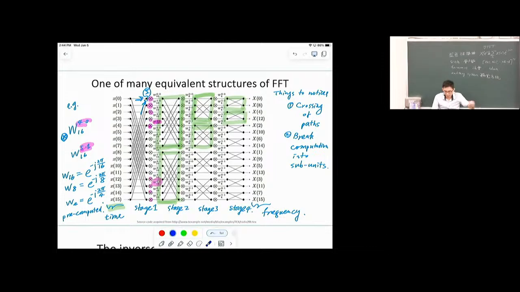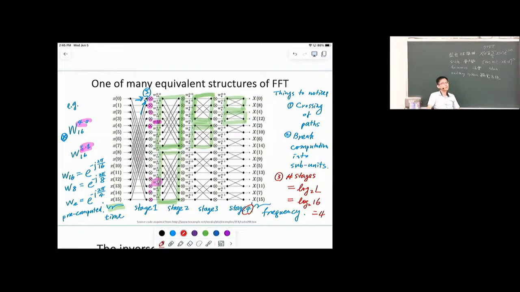In this structure, we have 4 stages. And why 4? 4 is log 2 of 16. So the third observation is that the number of stages equals log 2 of L, and in this case log 2 of 16 equals 4. We have in total 4 stages. After 4 stages, we have simplified our task into 8 units of 2. So that's the structure.